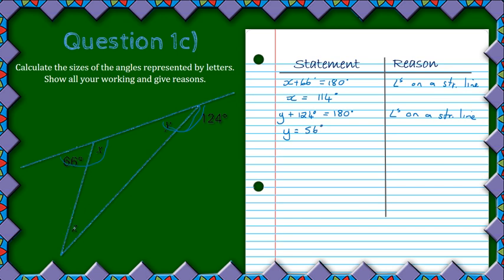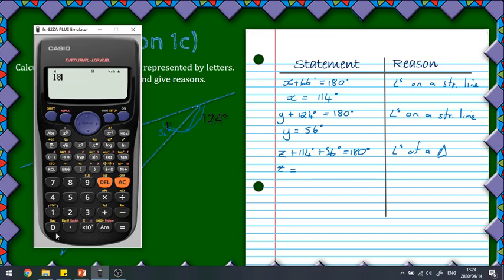Alright, and now we are left with z over here, and we've got angles of a triangle where all of these are known. We know this is 114 degrees, we know this is 56 degrees, so I just add up all three and equal them to 180. So I have z plus 114 degrees plus 56 degrees, and that would be equal to 180 degrees. My reason is angles of a triangle, and then solve for z. So z is then equal to 180 minus 114 minus 56, so that's equal to 10.